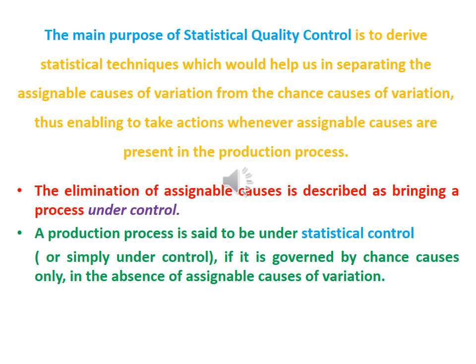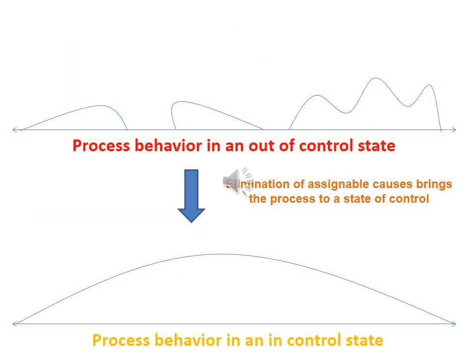In the absence of assignable causes of variations, which is the main purpose of statistical quality control, the process is under control. In this slide, we can easily understand the process behavior in an out of control state. Out of control means outliers, defects. The elimination of assignable causes brings the process to the stage of control. The second graph implies that the process behavior is in an in control state.